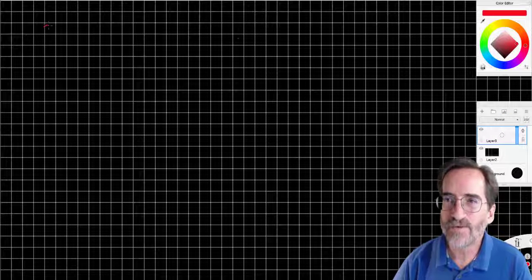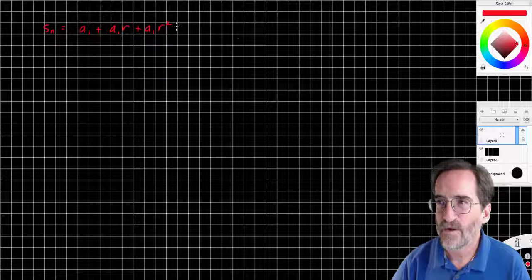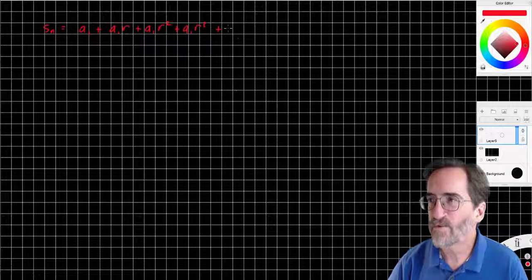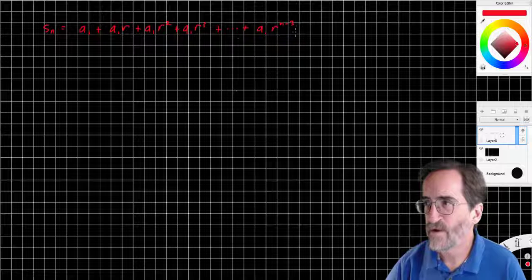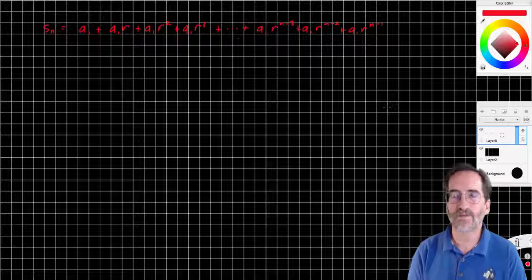Let's write the nth sum as this. It's going to be a sub 1 plus a sub 1 times the ratio plus a sub 1 times the ratio squared plus a sub 1 times the ratio cubed, and so forth. That's each subsequent term. And then I'm going to write the last 3 terms of the sequence. So a sub 1 r to the n minus 3 plus a sub 1 r to the n minus 2 plus a sub 1 r to the n minus 1.